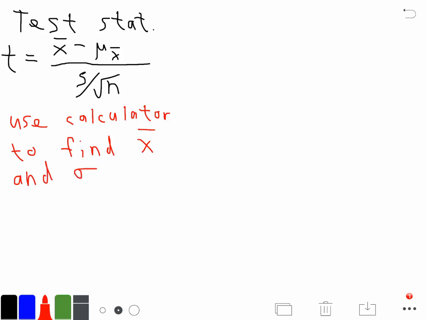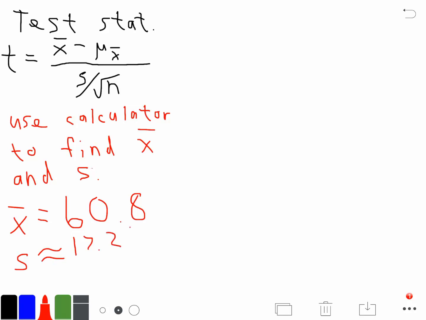Let's go ahead and make it a little neater for you. And whenever I plug these numbers into my calculator, I find that x bar is equal to 60.8. My s, that sample standard deviation, is approximately 17.2469. Now that we have these values, let's go ahead and move on to find n, which is 15, and we can go back and plug this into our formula.